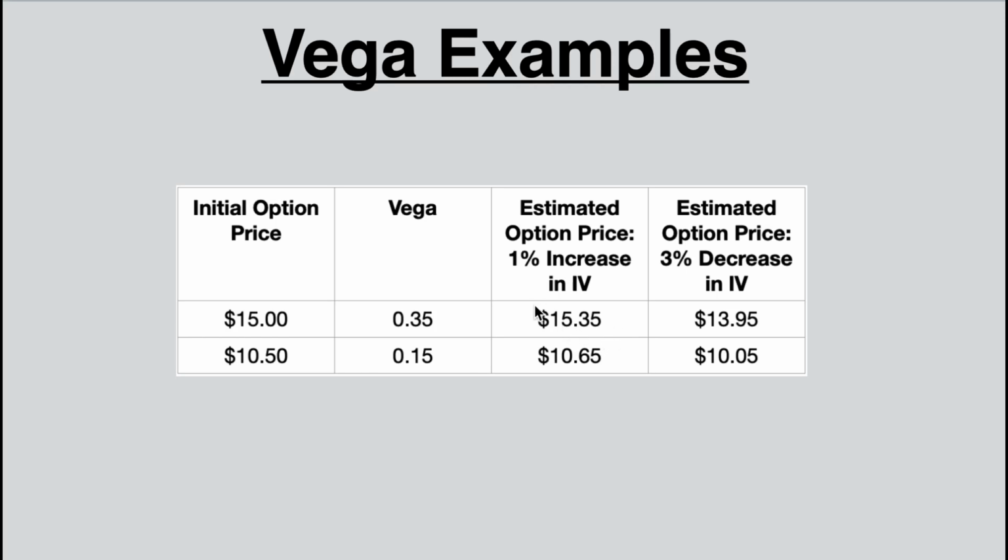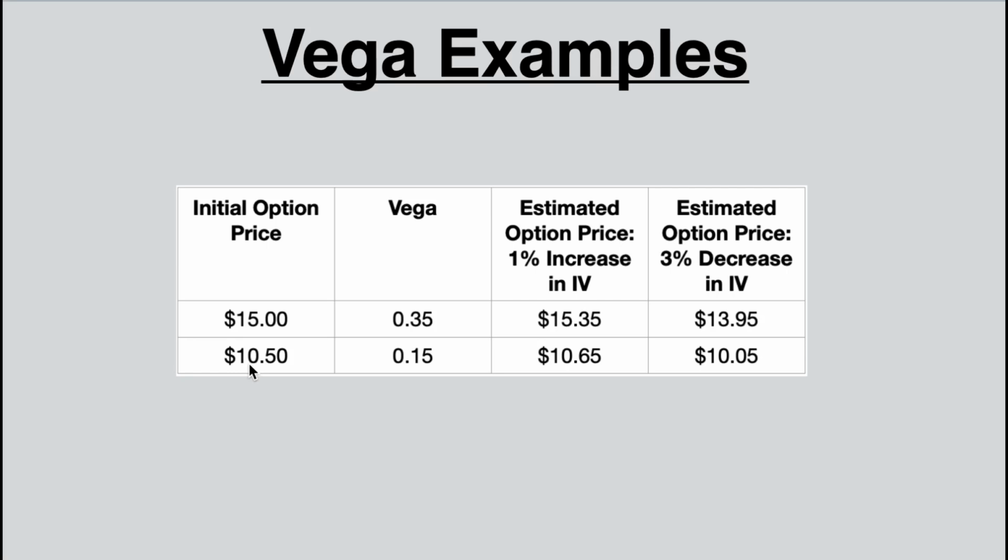But on the other hand, let's say that this implied volatility dropped 3%. So instead of having an option price of $15, we now have it at $13.95, and that's because the implied volatility dropped. Let's go ahead through another example.